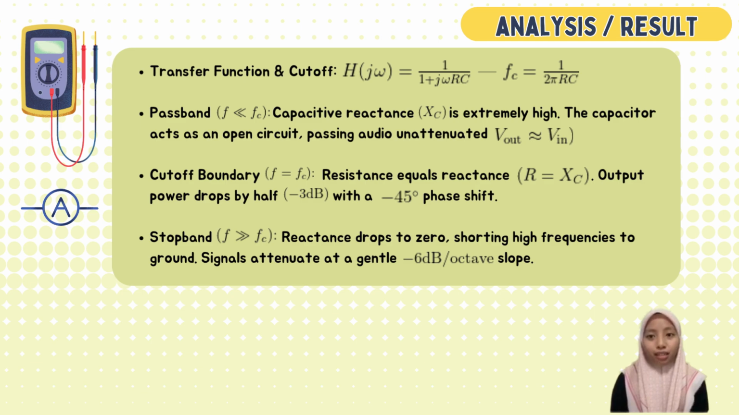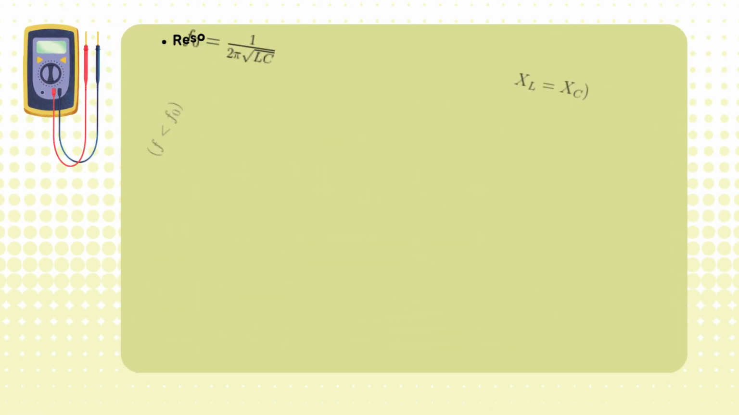At the exact cut-off frequency, the resistor value matches the capacitor reactance, causing the audio power to drop by half, or minus 3 decibels, while introducing a minus 45 degree phase shift. Finally, in the stop band at high frequency, the capacitor's reactance drops to near zero, shorting the treble signals to ground at a constant roll-off rate of minus 6 decibels per octave.